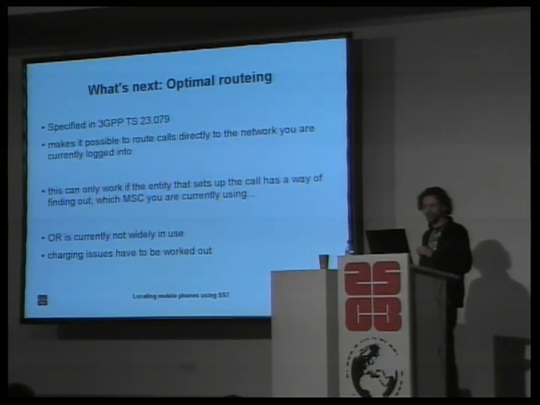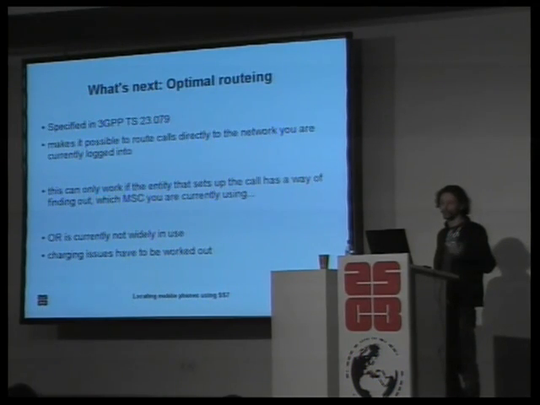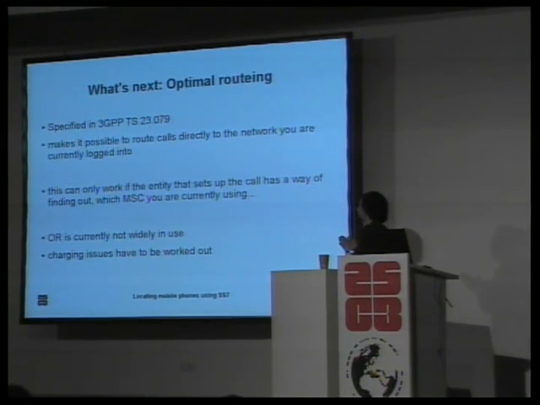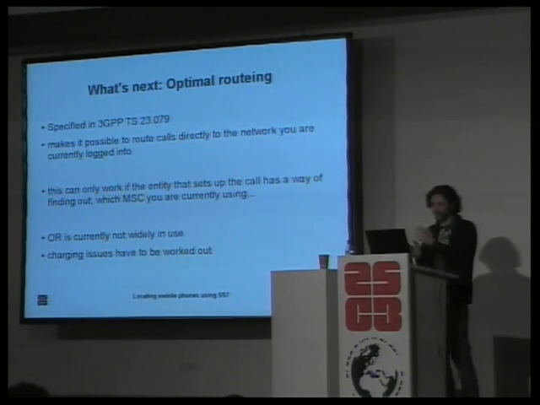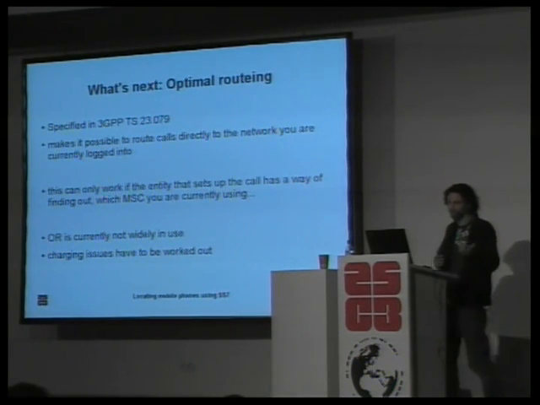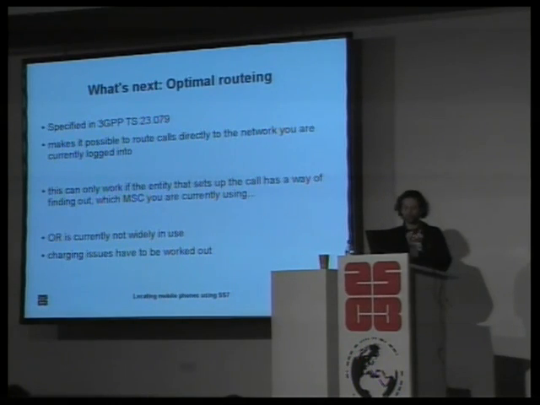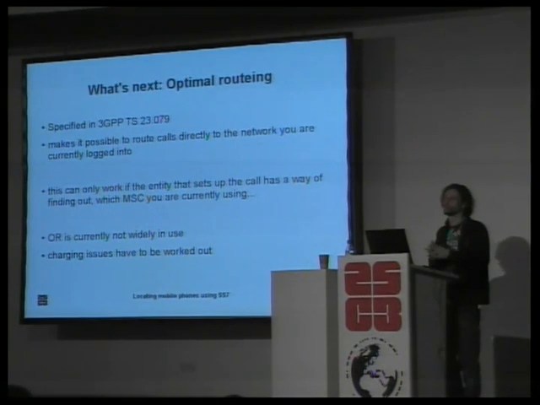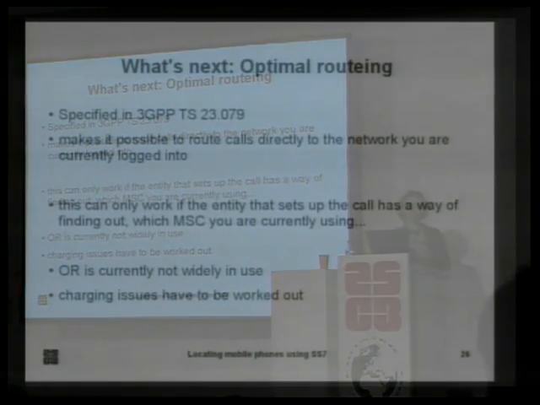It's already standardized, and it makes it possible to route calls directly to the network that you are currently logged into. But that, of course, can only work if the entity that sets up the call has a way of finding out which MSC you are currently using. So there is, again, that possibility to find out the MSC you are using and to locate you. Okay, so far optimal routing is not widely used, or I don't even know of a single network that's using it. At least in Germany, no networks are using it.